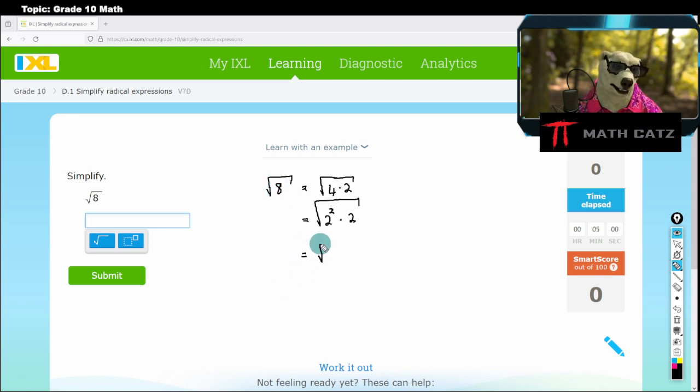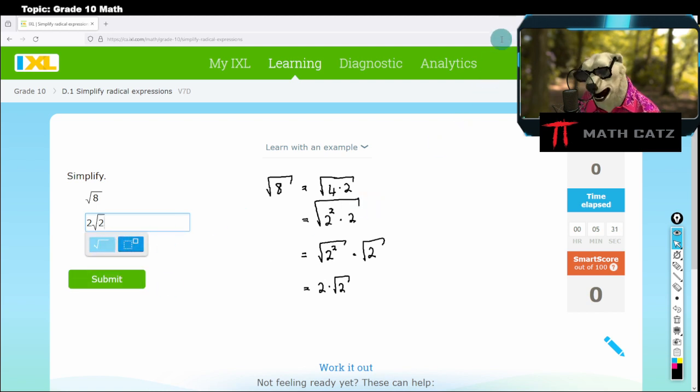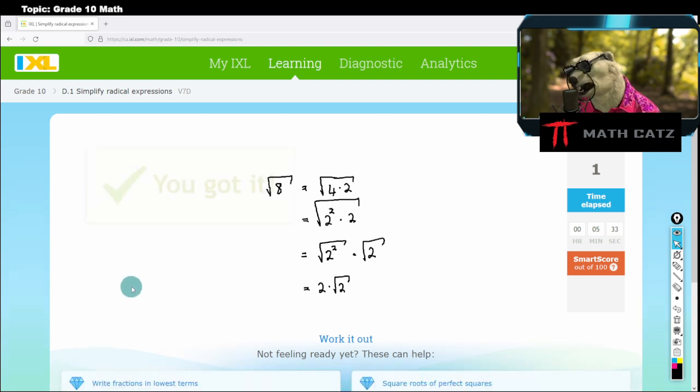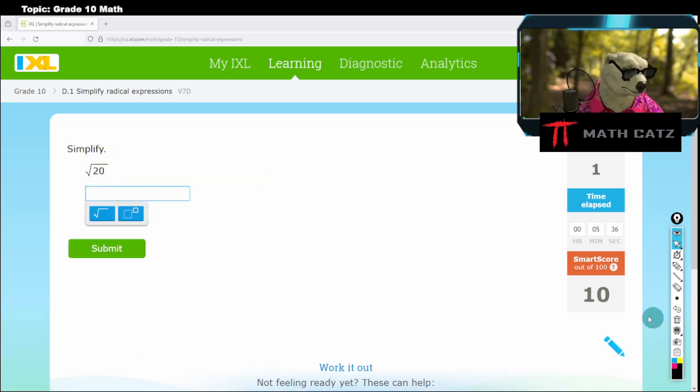So now I'm going to split this up with my extended exponent property. This will be a 2, and that will be root 2. So let's write that in here. I'm going to write 2. Now there's no dot in this case. I guess we could just do that so that it's happy with how we're writing this. We got it. All right.